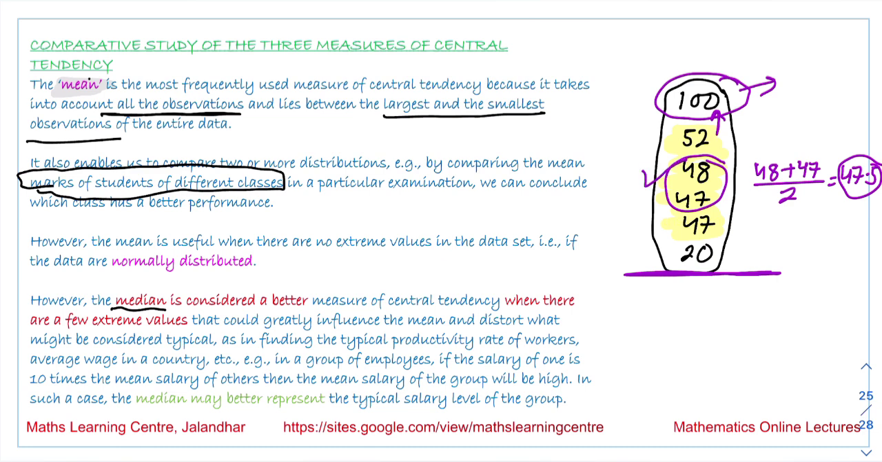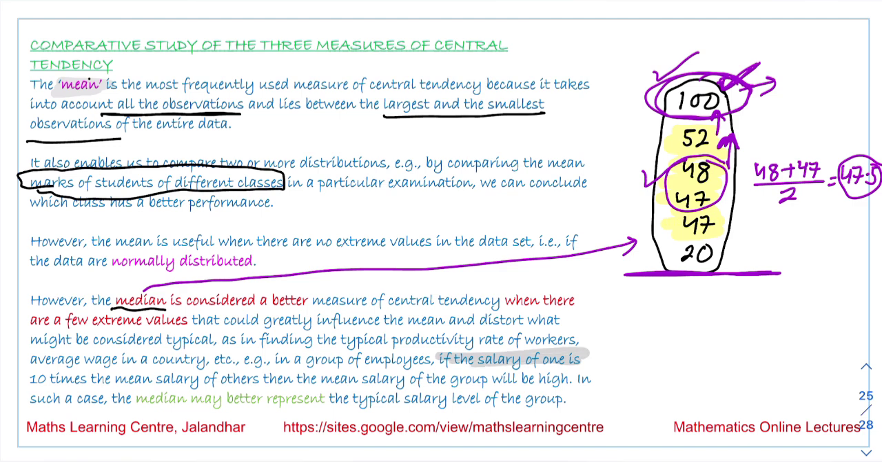Suppose I am calculating the mean for this data. Because of this value 100 over here, the mean might be deviated towards this side. These kinds of values are called outliers, or extreme values. So generally when the data has extreme values, we do not prefer the mean, but in that case we prefer the median. This is also mentioned over here.